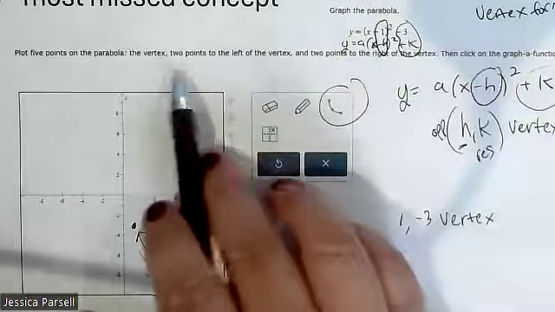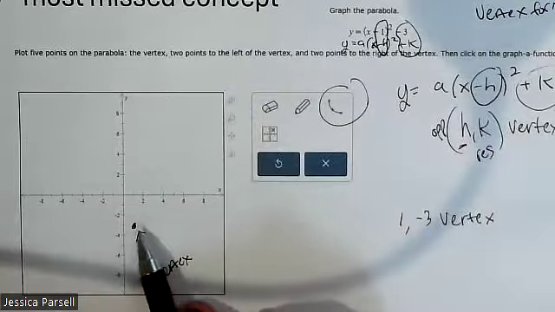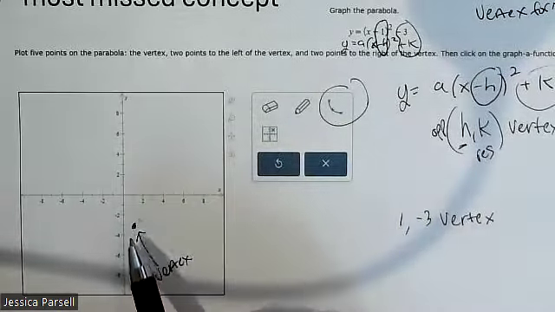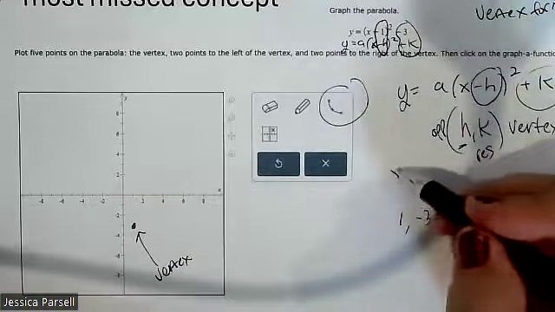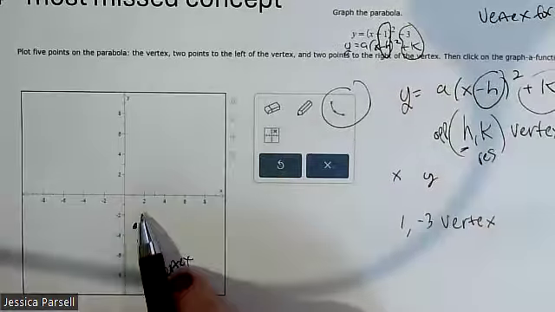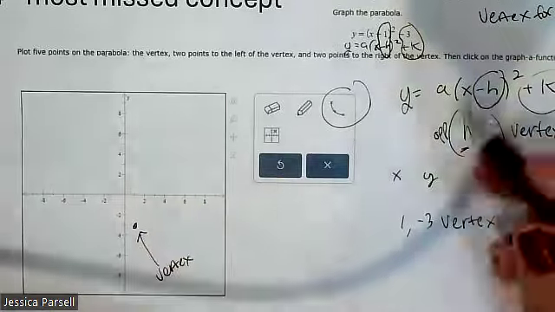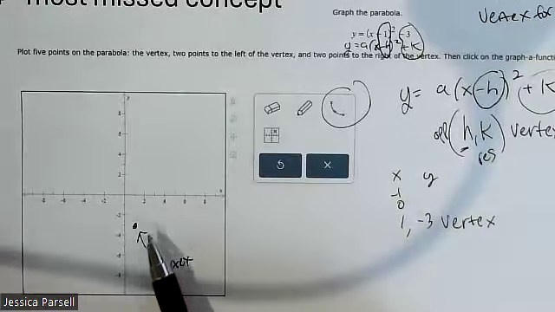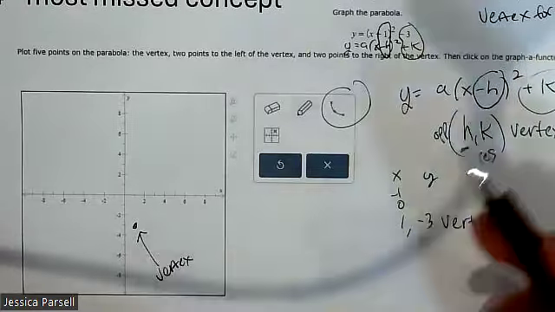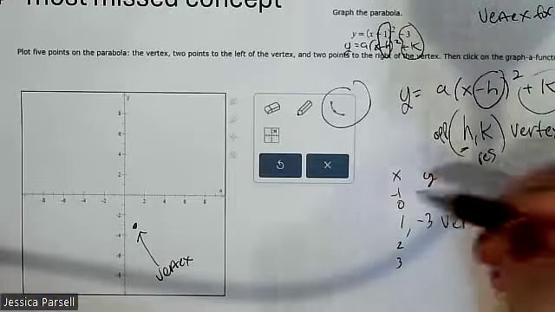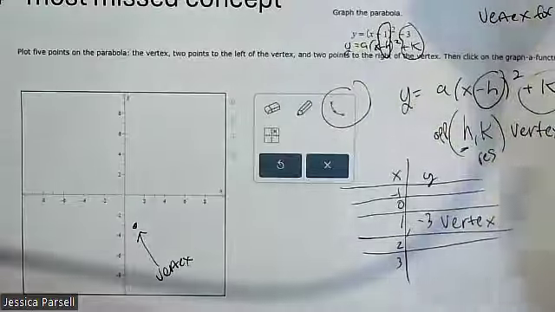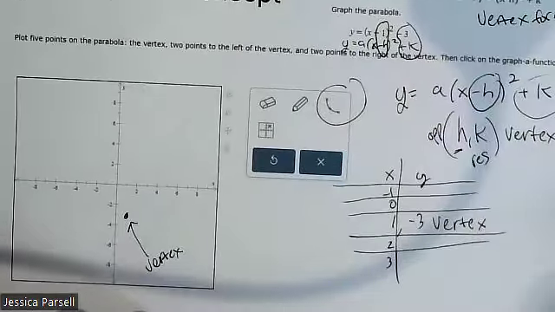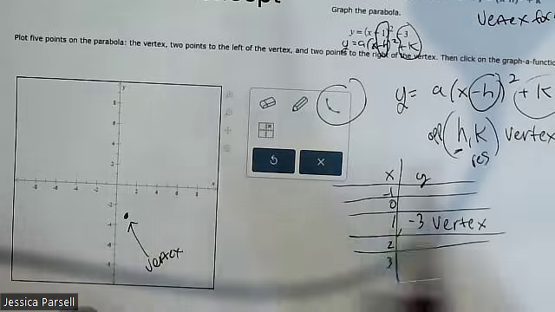Now the trick is they want 2 points to the left and they want 2 points to the right. So if I want 2 points to the left, I probably want to enter, we have where x is 1. Let's try x is 0 and x is -1. And then 2 points to the right, x would be 2 and x would be 3. So we can make a little handy dandy chart here, just like that. Okay. And that would give us 2 points to the left and 2 points to the right.